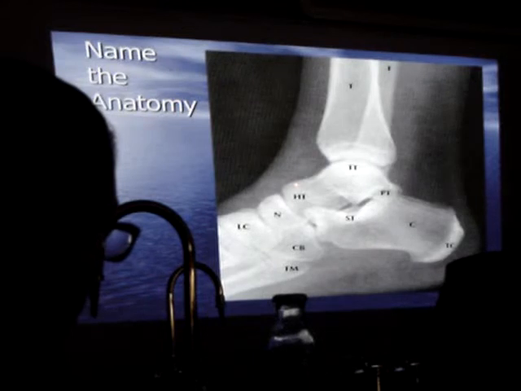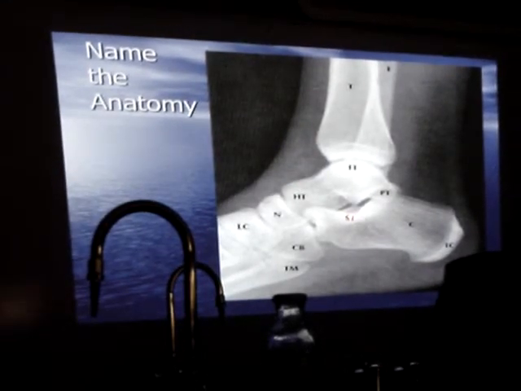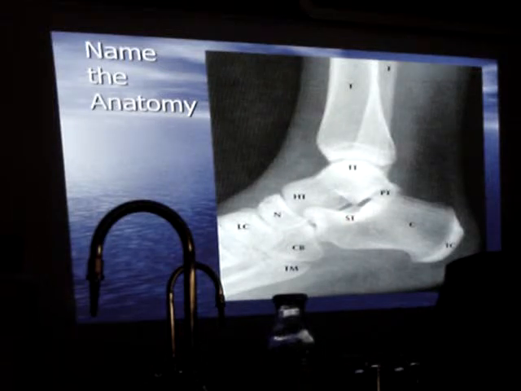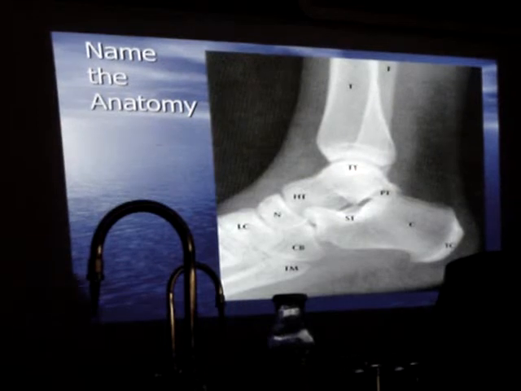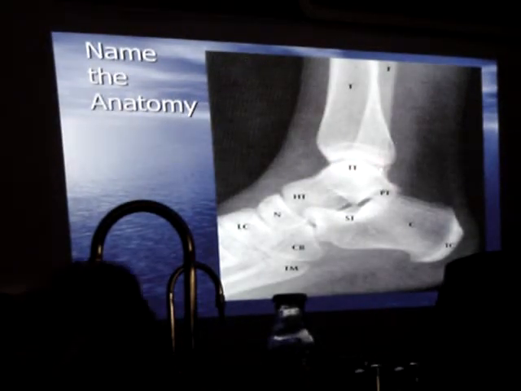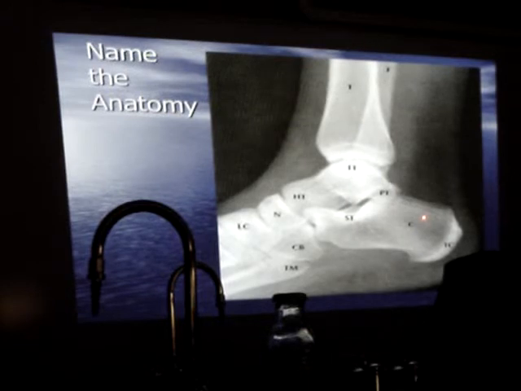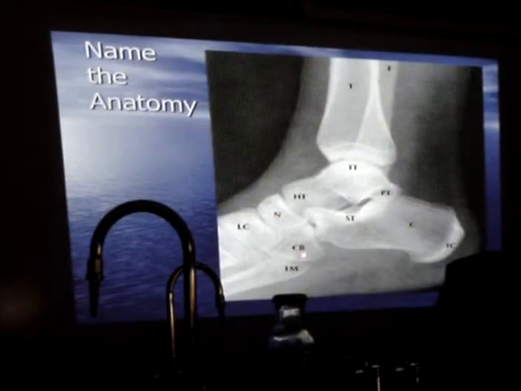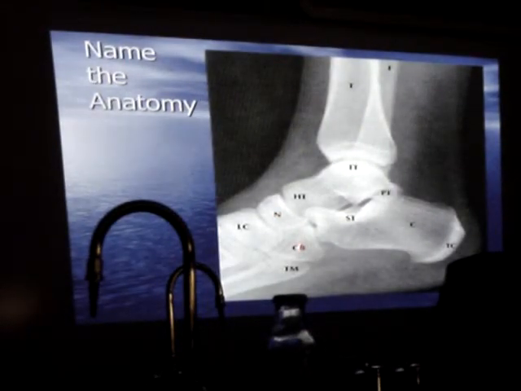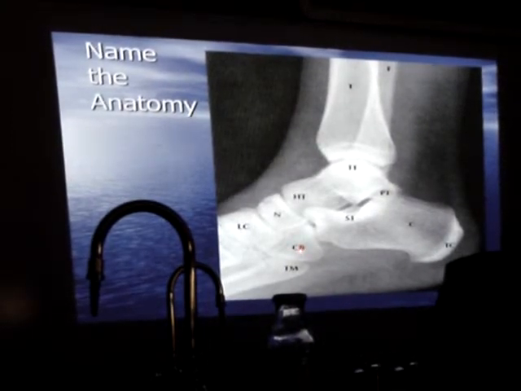Okay, so what does ST stand for? Sustentaculum tali, that's the shelf that helps support the talus up here. This is your tibio-talar articulation. And you can see how the ankle kind of hinges on that. Calcaneus, navicular, cuboid. So this must be a lateral view, since you're looking at the cuboid here.